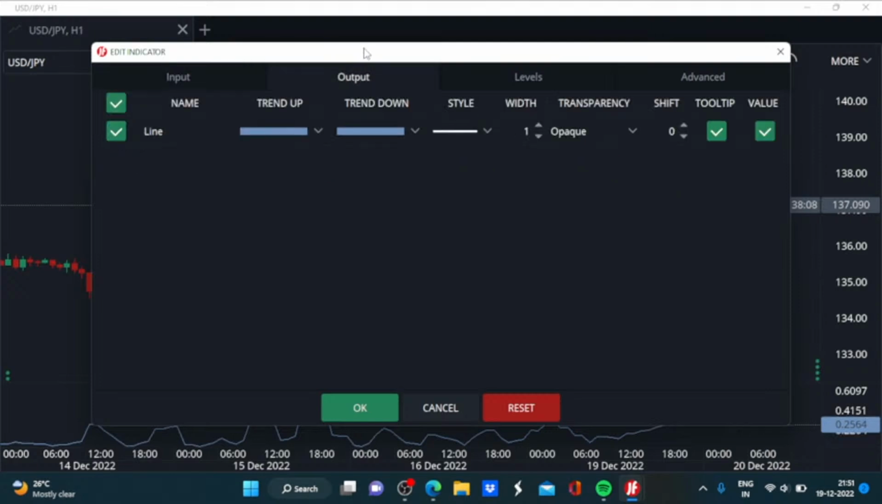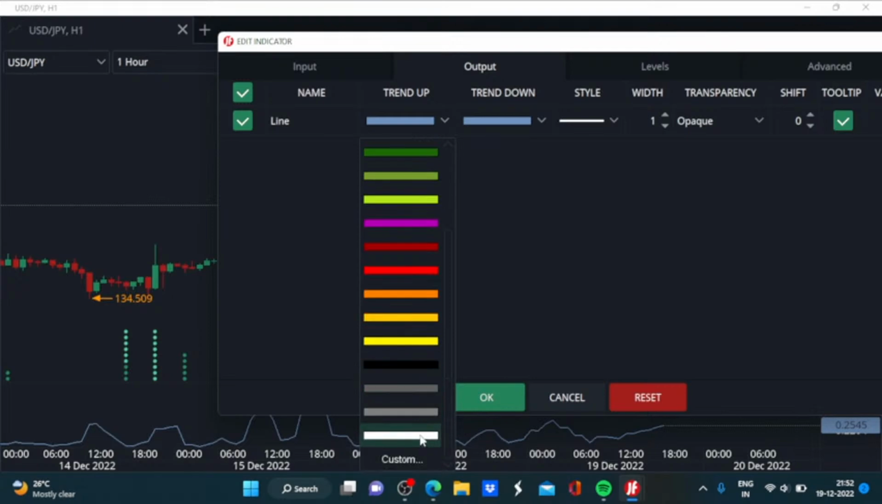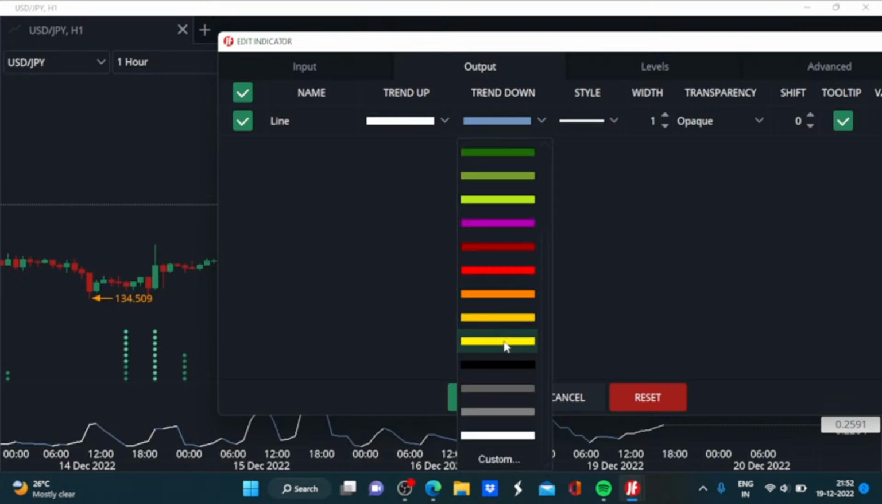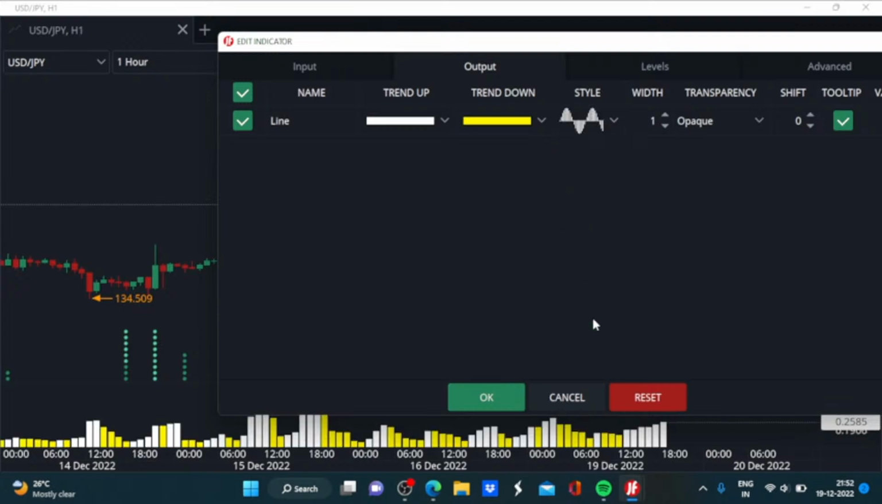Coming to the output, if you are happy with this color combination and the simple straight line, then there is no need to change it. But if you don't really like this color, or if you want a bit different color, you can go for that as well. You can even go for different color combinations for defining the trend up and down. Also, the styling can be changed. It can be defined in all these color combinations, or you can go for this kind of bar charting as well. So this is always a possibility.